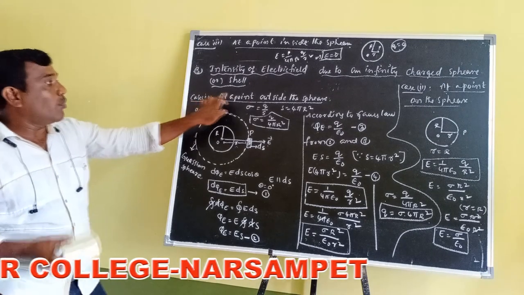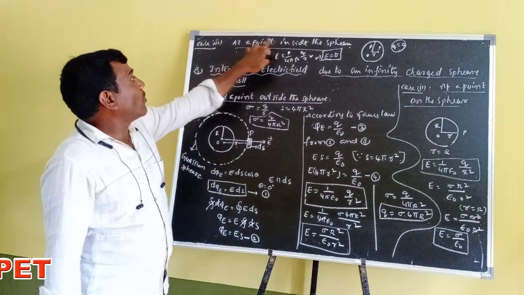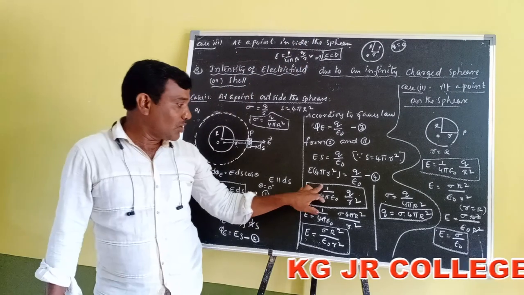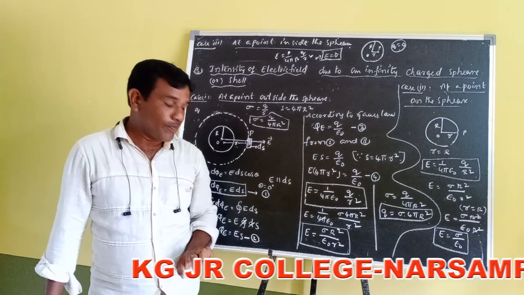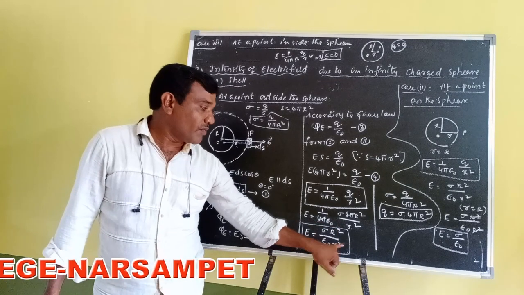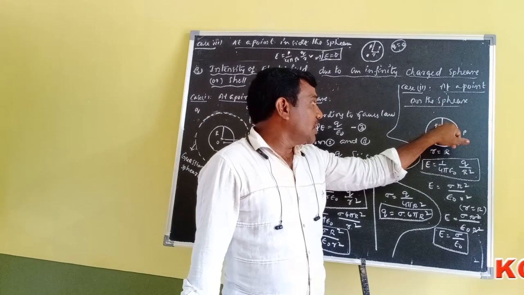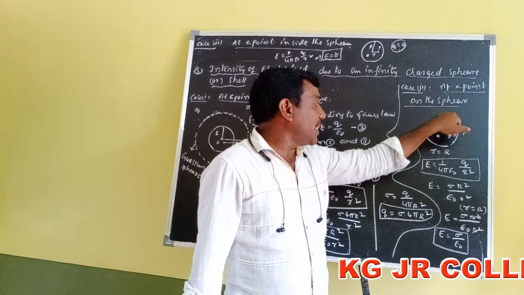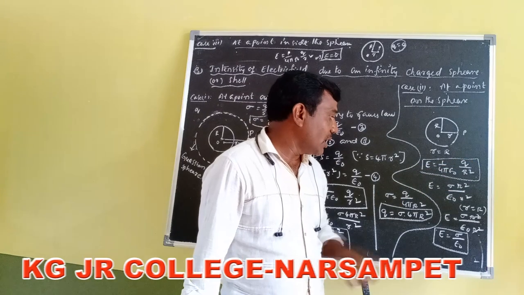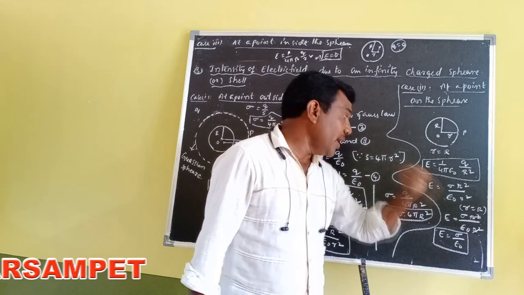Case 1, at a point outside the sphere; case 2, at a point on the sphere; and case 3, at a point inside the sphere. At a point outside the sphere, the formula is E is equal to 1 by 4 pi epsilon naught Q by r square. Then another equation: E is equal to sigma R square by epsilon naught r square, this is an important equation. On the sphere, small r is equal to capital R, because if the point distance and radius are equal, then r is equal to R. E is equal to 1 by 4 pi epsilon naught Q by r square, similarly E is equal to sigma R square by epsilon naught r square. Finally, E is equal to sigma by epsilon naught.